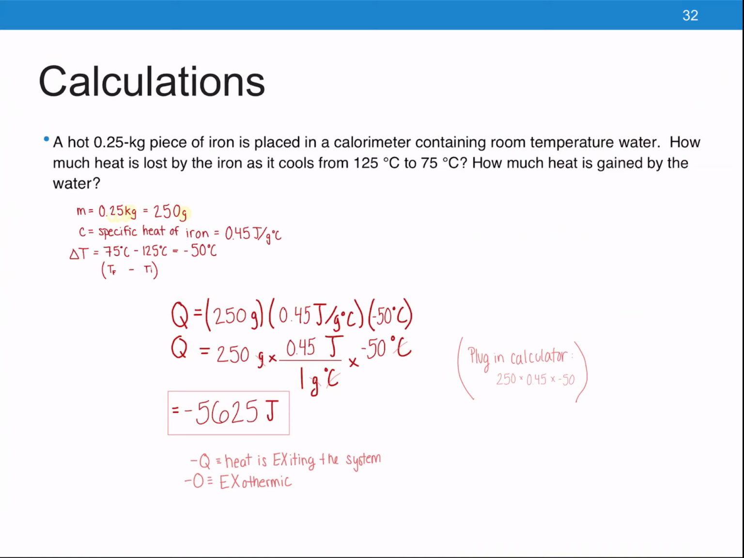the reason why it's negative is because heat is leaving the system, and we would know that based on what was stated in the problem, how it says that iron is cooling. So if our temperature is decreasing, that means that our heat is negative because it is leaving. And the second part of the question, how much heat is gained by the water? Well, if the iron is in the water and the iron has lost that amount of heat, then the amount of heat gained by the water is 5,625 joules. But it would be positive since it was gained.